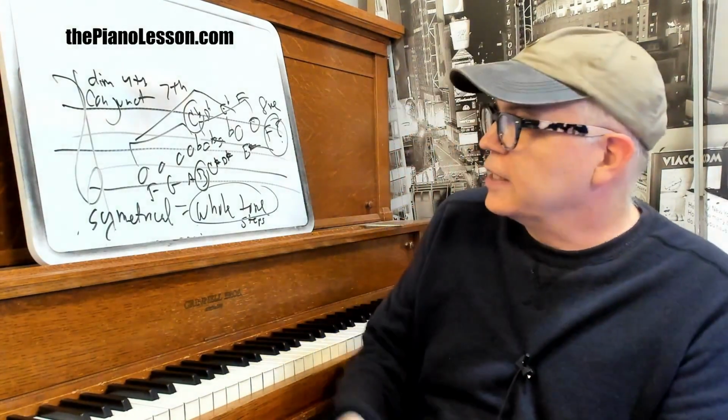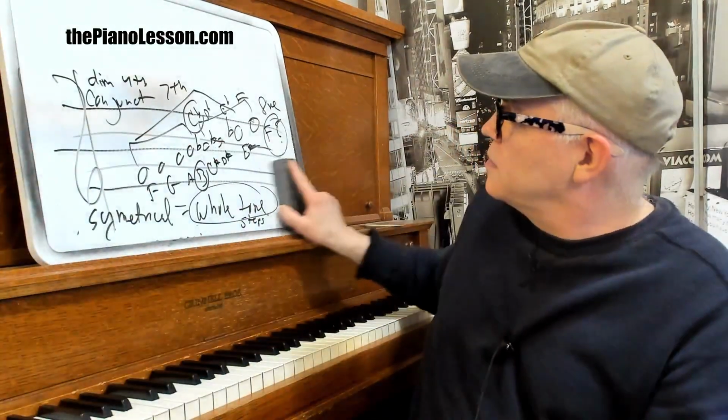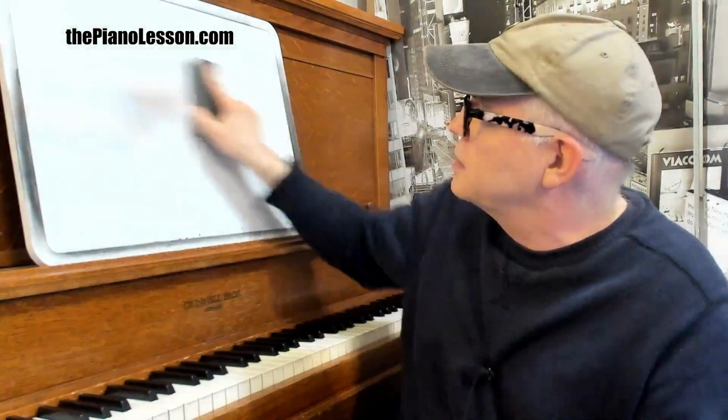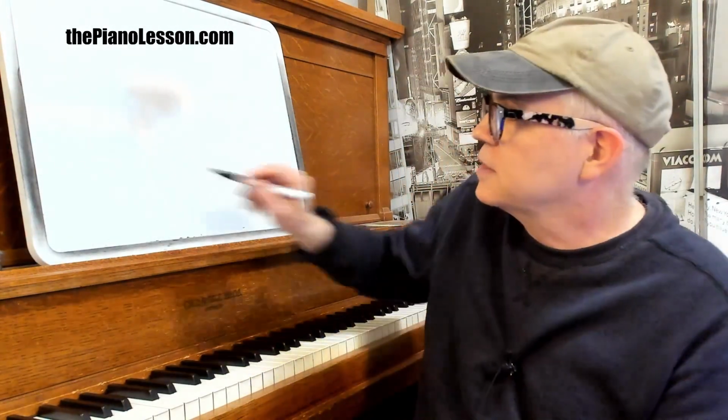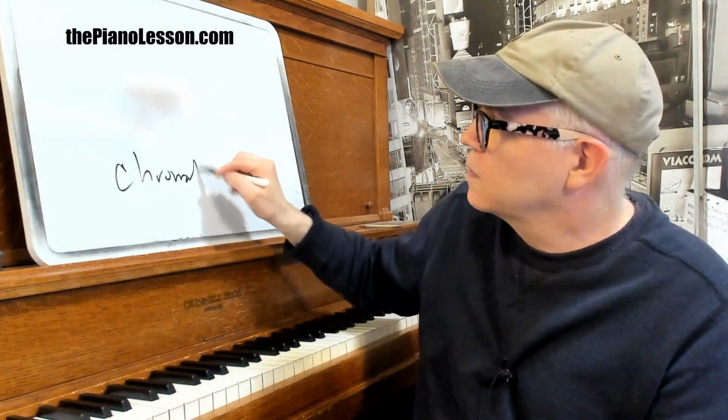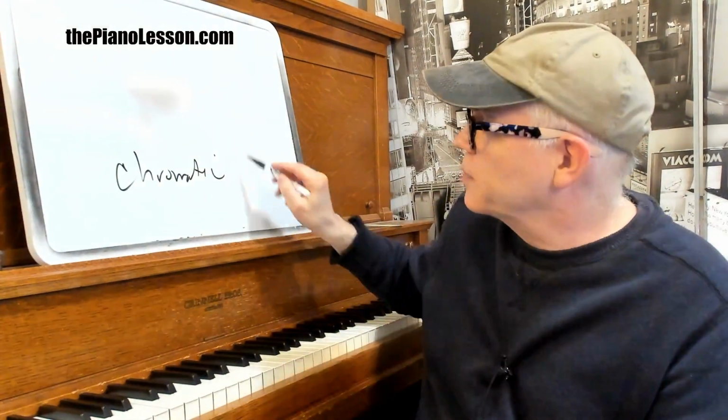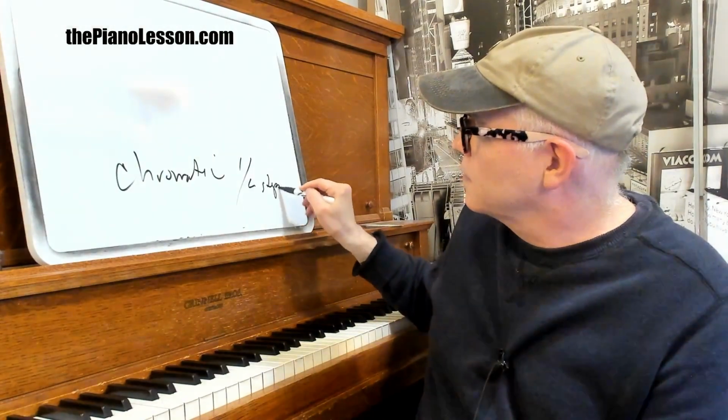Now, the other thing I'll just throw in quickly is this idea of symmetrical scales. So that's a symmetrical scale, the whole tone scale. The other symmetrical scale is the half step scale, which is all chromatic, all half steps, and that's the chromatic scale. All right, that's another symmetrical scale. That's all half steps, right?